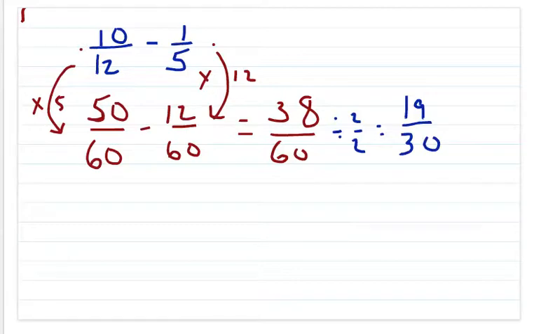And then I know that 19 does not divide by 2, 3, 5, or 7. It does divide by itself, 19, but 19 does not split 30 up evenly. So then we know that 19/30 is my final answer.